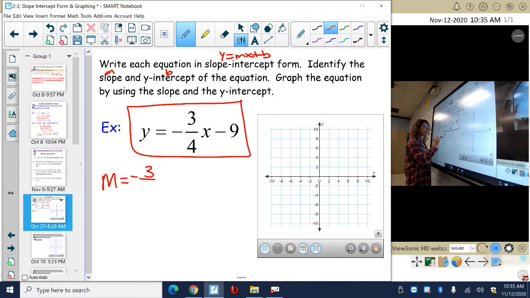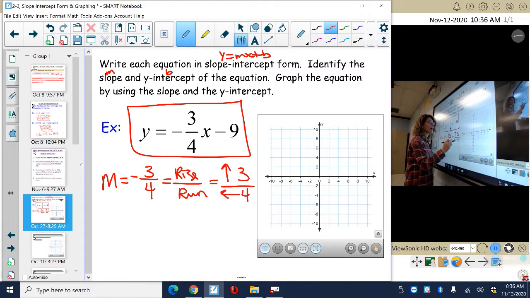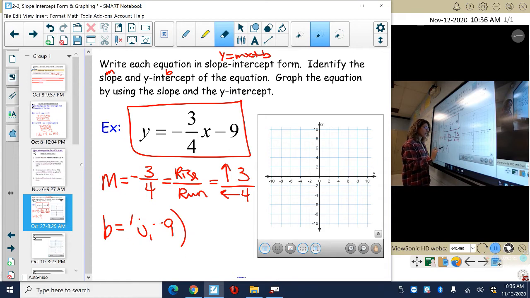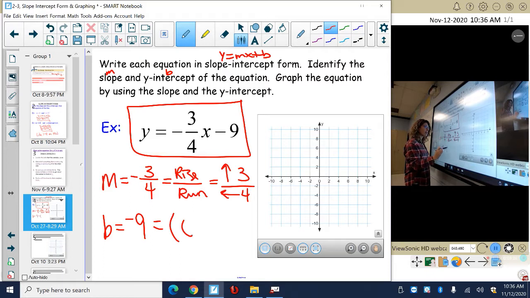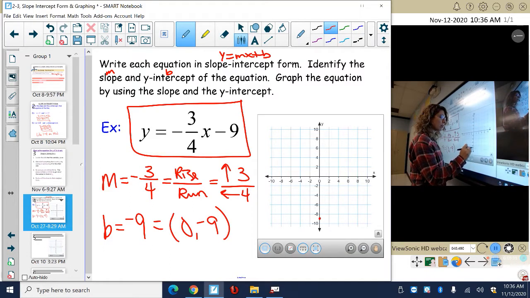So now I need the slope. The slope is -3/4. Well, by the definition of rise over run, that means we are going to rise up 3 units, and it's a -4, so you're going to run to the left 4 units. Your b value is going to be the point 0, -9. So what your brain is probably thinking is that b is -9. So that means I'm graphing the ordered pair 0, -9, which is right here in between -8 and -10.